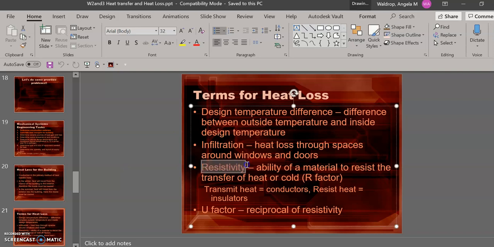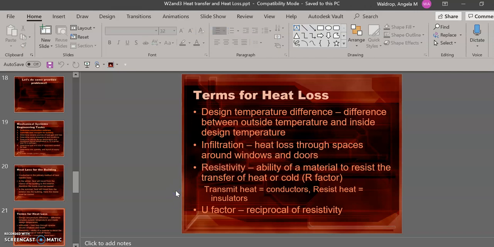Resistivity is how much a material can resist heat change. For example, insulation is very resistive and is good to regulate temperature. Glass, however, windows, has a poor resistivity and heat travels through very quickly. So homes with more windows have a higher heating and cooling cost.